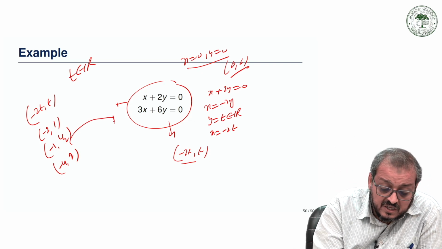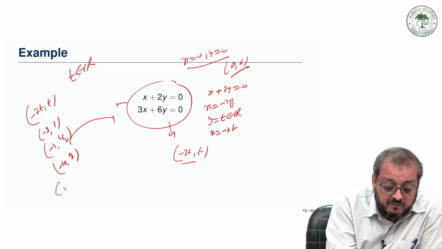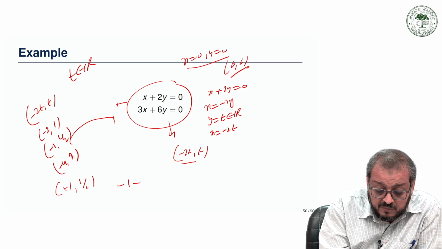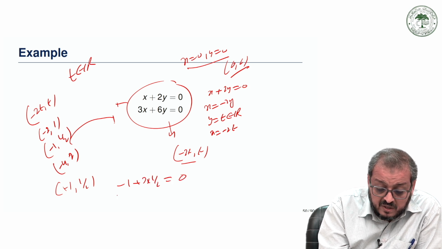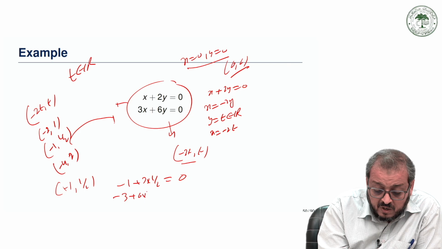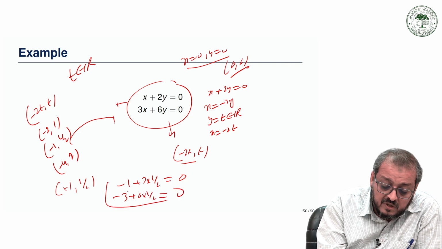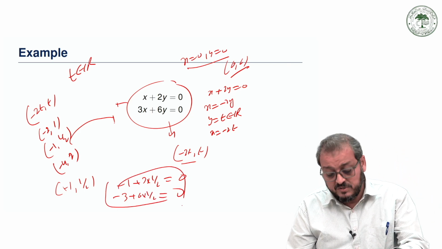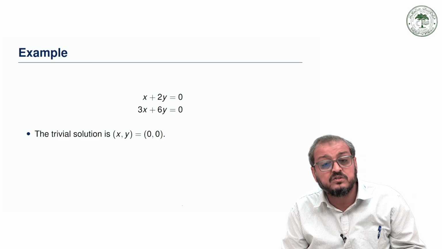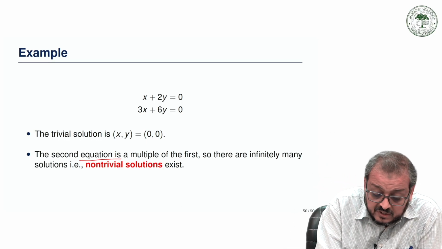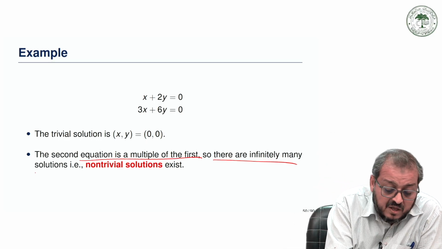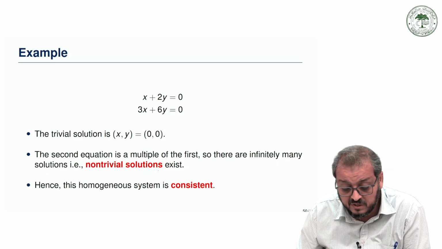You can verify this. For example, take (minus 1, 1/2) and check whether it is a solution. Minus 1 plus 2 times half is equal to 0. Then minus 3 plus 6 times half is again 0. That means we satisfy this equation. So clearly (0, 0) is a trivial solution. The second equation is a multiple of the first. There are infinitely many solutions, so a non-trivial solution exists.